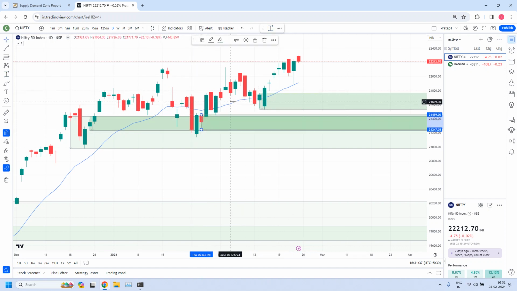This is also a valid zone. Actually, this is the valid zone. The one below, the pierced one, is invalid. Still, why am I keeping the pierced zone? To identify the traps below this.